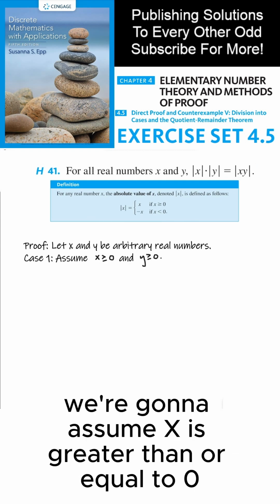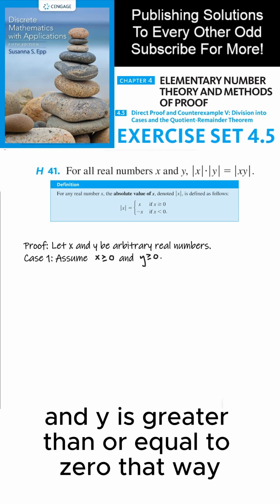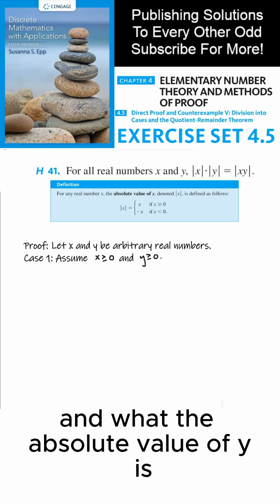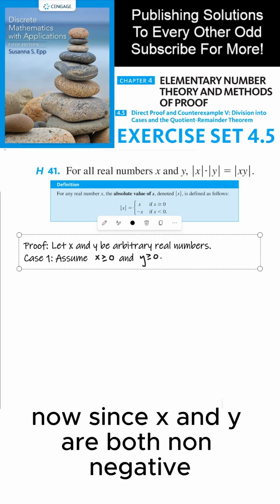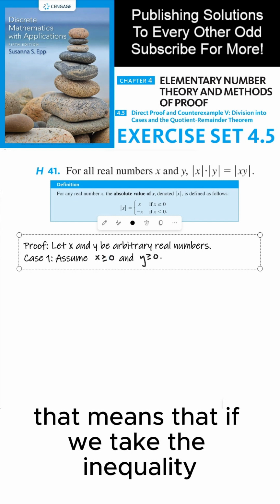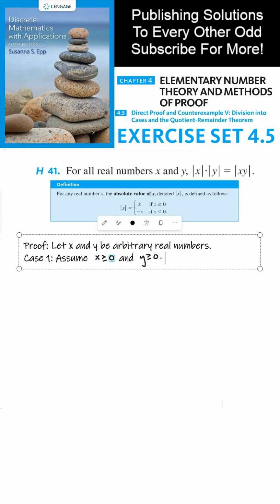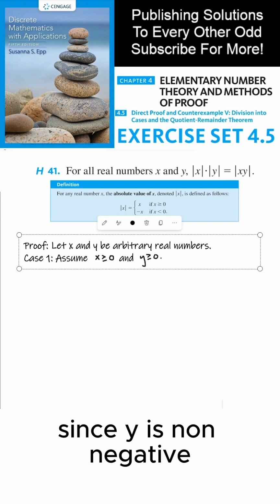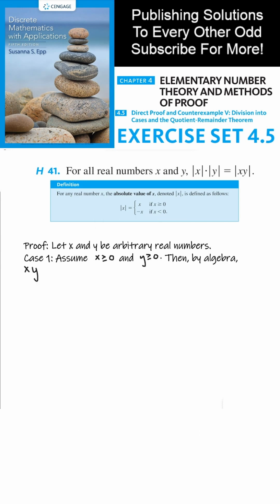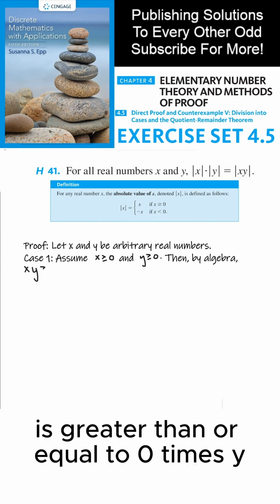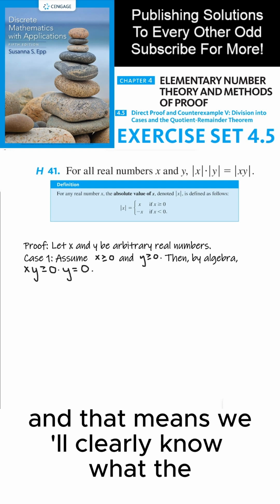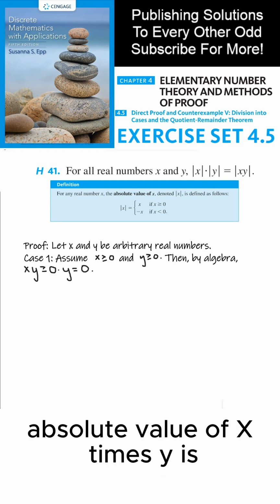For case 1, we're going to assume x is greater than or equal to 0 and y is greater than or equal to 0. That way we can clearly identify what the absolute value of x is and what the absolute value of y is. Now, since x and y are both non-negative, if we take the inequality x is greater than or equal to 0 and multiply both sides by y, since y is non-negative, then by algebra we get x times y is greater than or equal to 0 times y, which is just 0. So x times y is greater than or equal to 0, and we'll clearly know what the absolute value of x times y is.